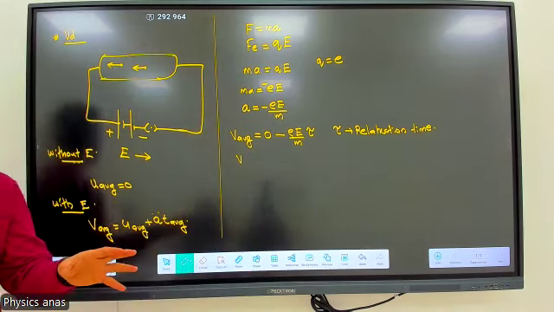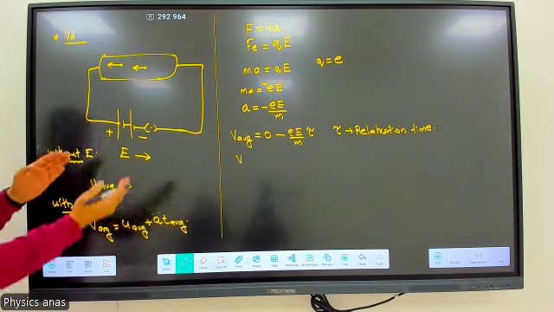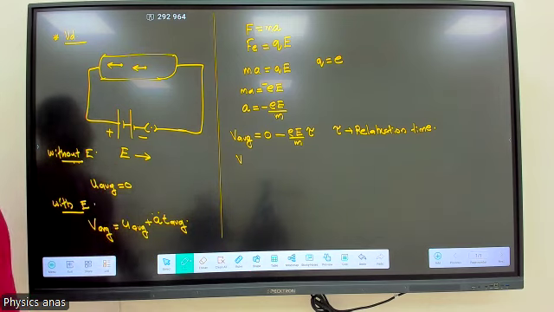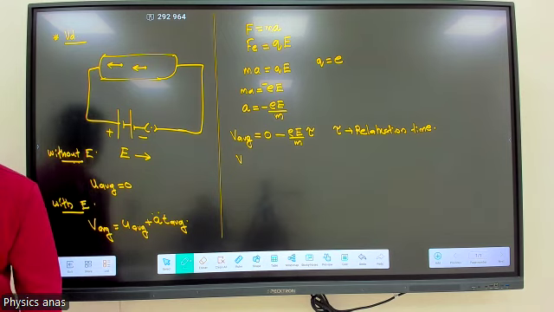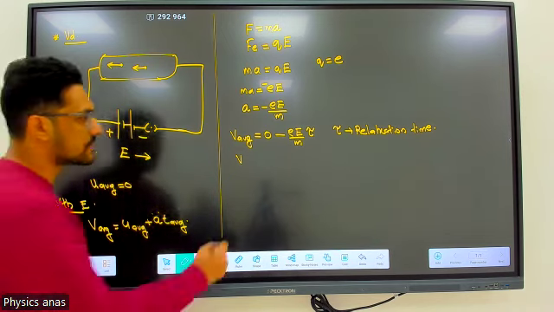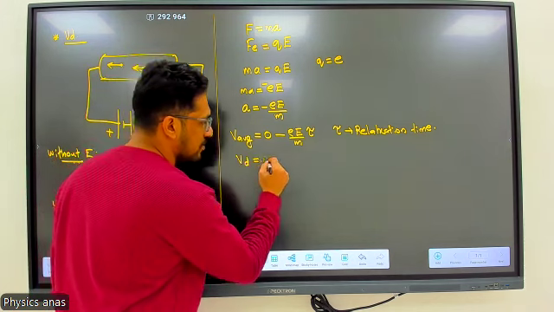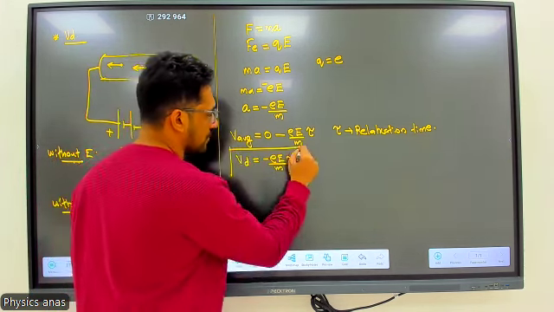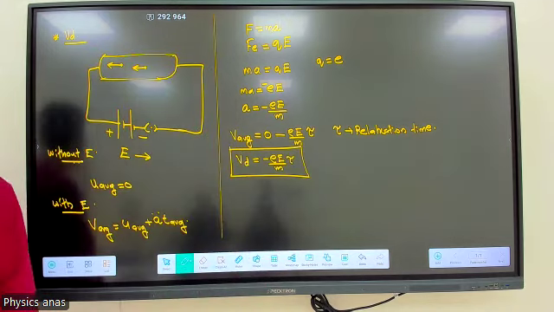Now we have the equation for average velocity. The average velocity acquired by the electrons when an electric field is applied is actually the drift velocity. So drift velocity is equal to minus eE by m times tau. This is the equation for drift velocity. It's not that complicated a derivation.